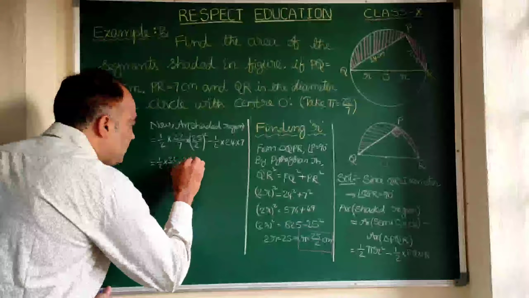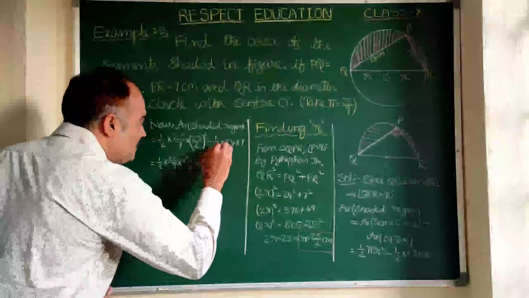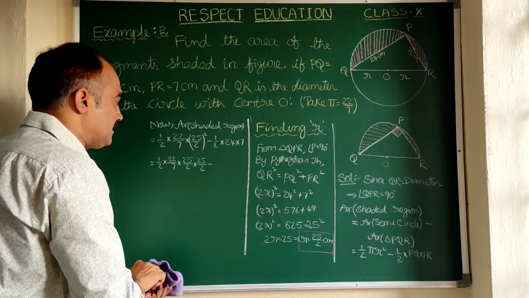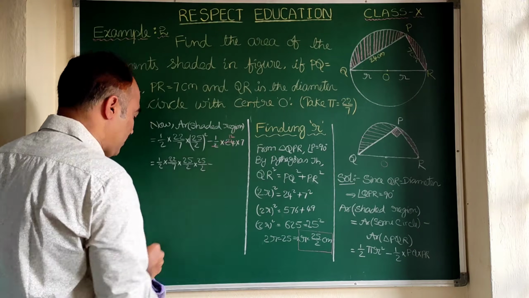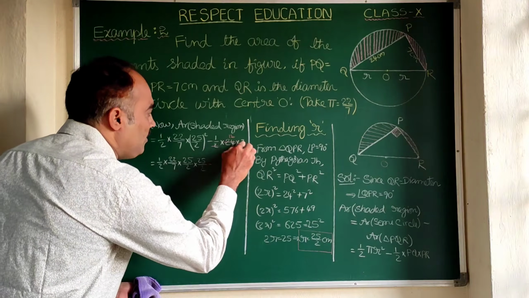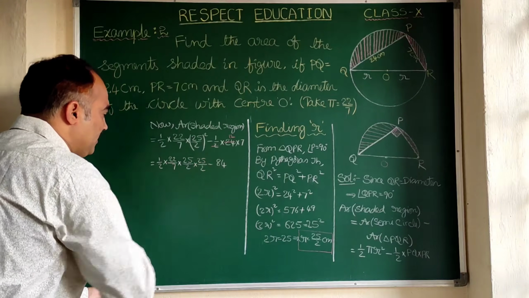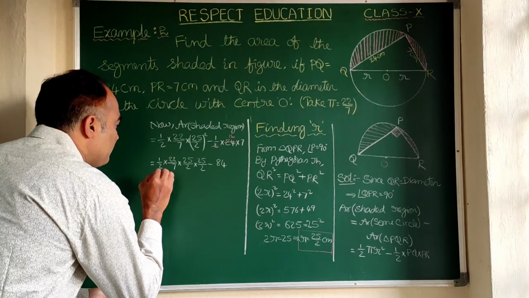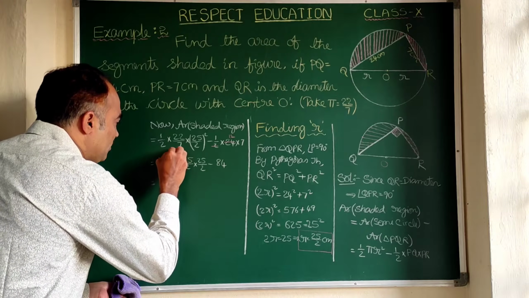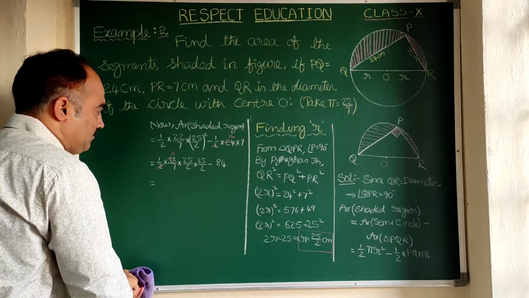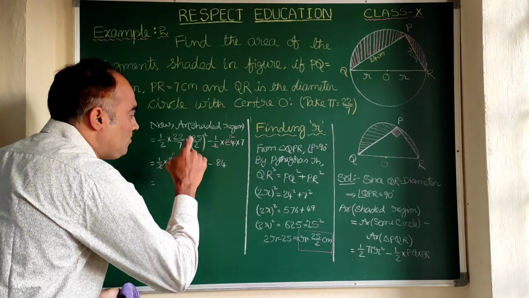Here let us write 1 by 2 as it is into 22 by 7, into 25 by 2 into 25 by 2, minus, here we can cancel 24 with this 2, 12 times. 2 12s are 24. So here 12 into 7 is 84. Let us simplify this value. Here this 22 can be cancelled with 2, 11 times. Now here we get 11 into 25 into 25.